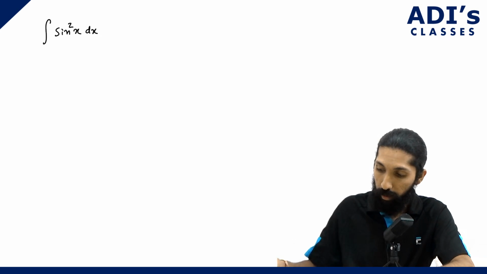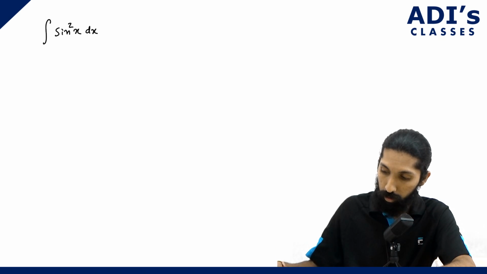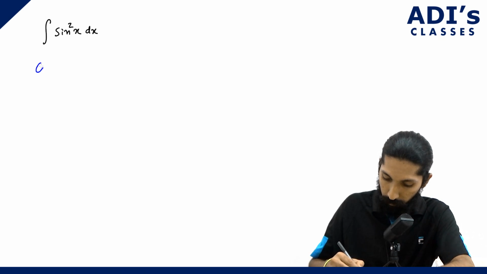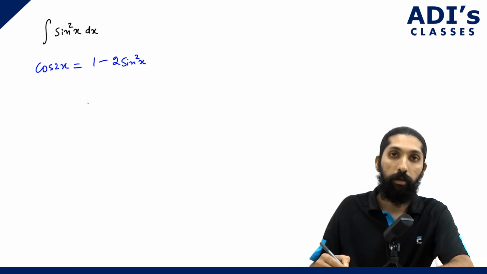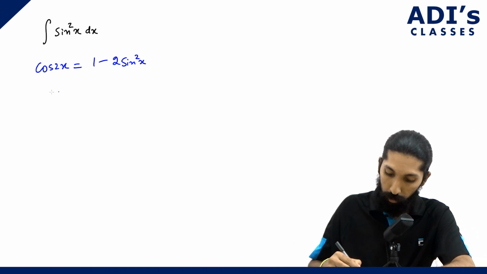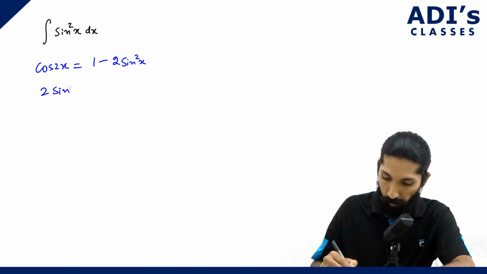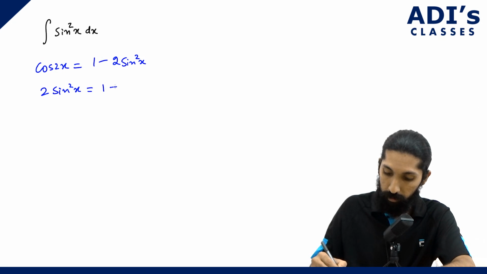Now, what do you have? So you know that cos 2x is equal to 1 minus 2 sine square x. Correct? Or 2 sine square x is 1 minus cos 2x.